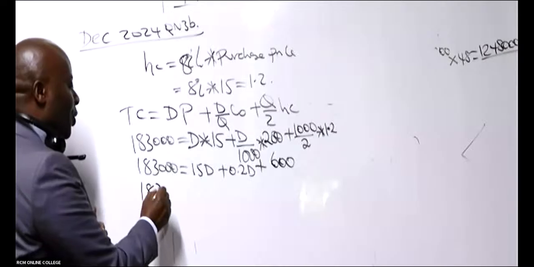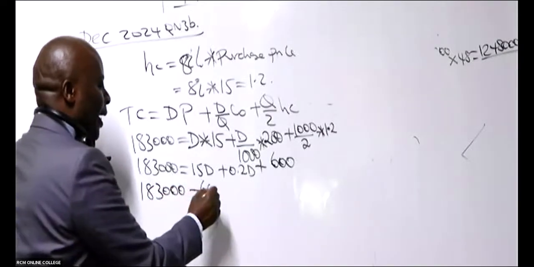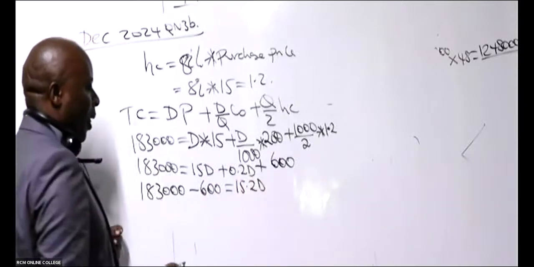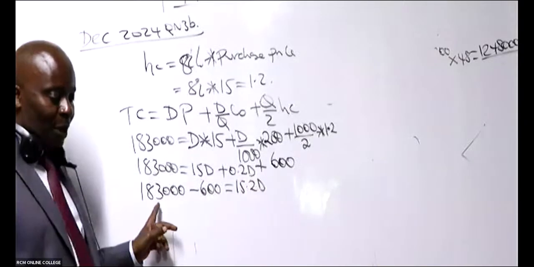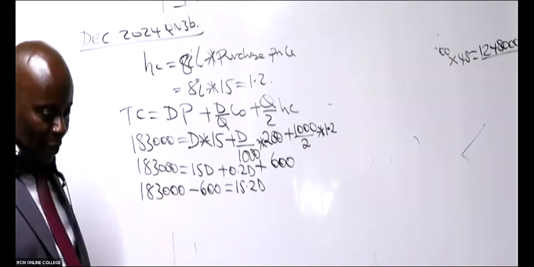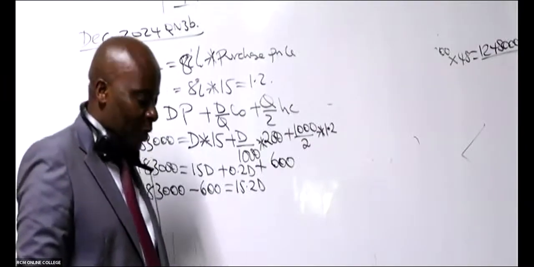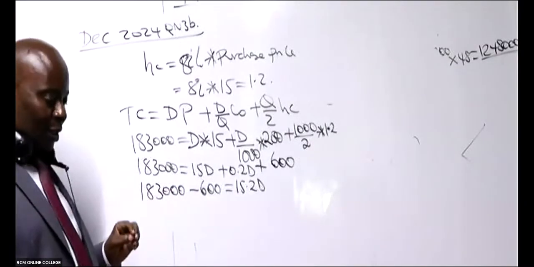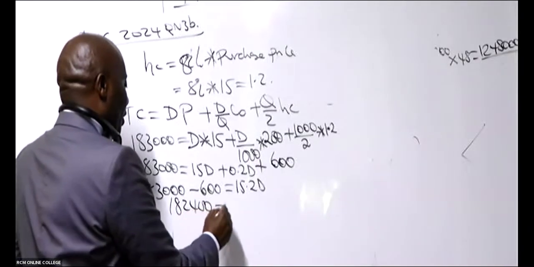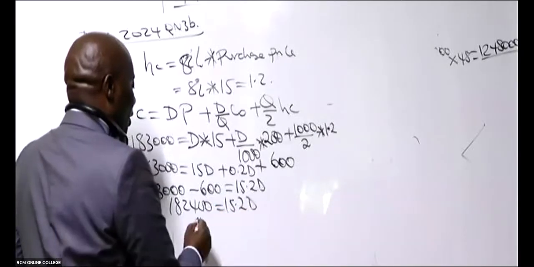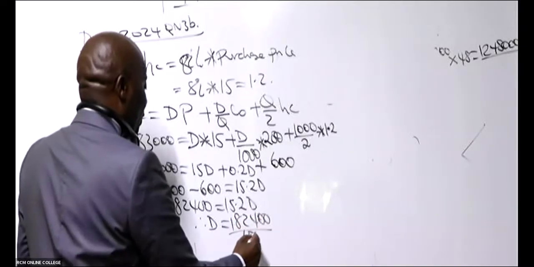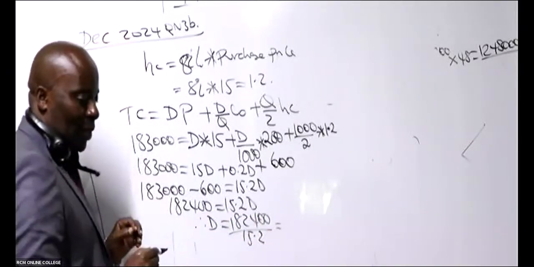Then when it crosses the equal sign, we expect it to be a negative, isn't it? Then this will be 15.2 dog. Can somebody do these subtractions for me? 183,000 minus 600 will be 182,400. So 182,400 equals 15.2 dog. Therefore, dog will be 182,400 divided by 15.2, which will end up giving me what figure?